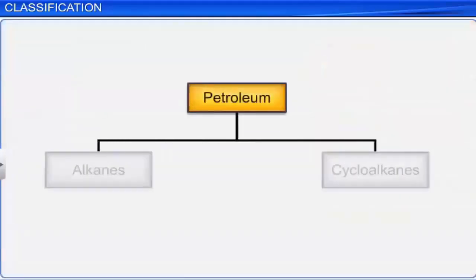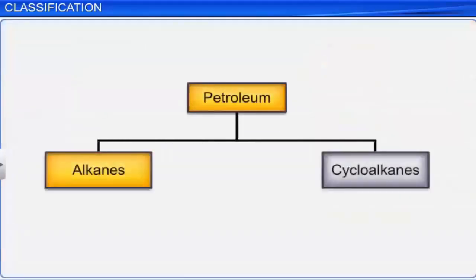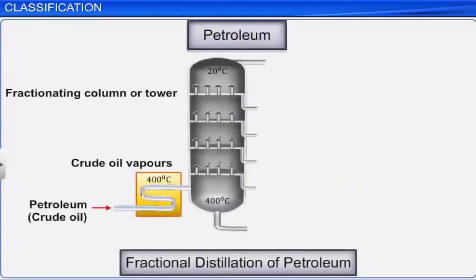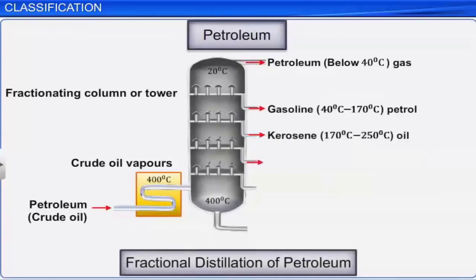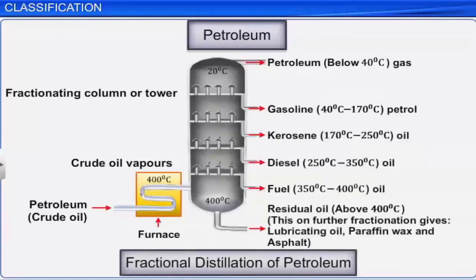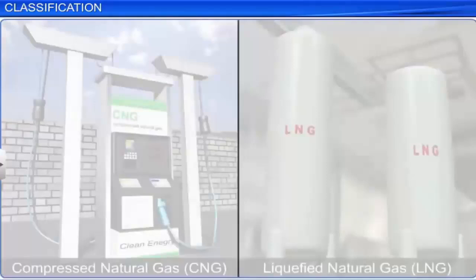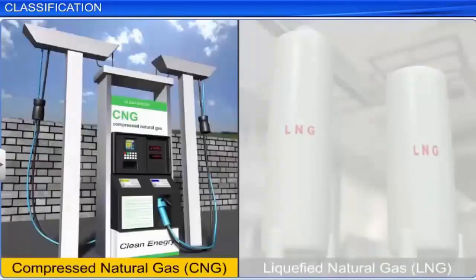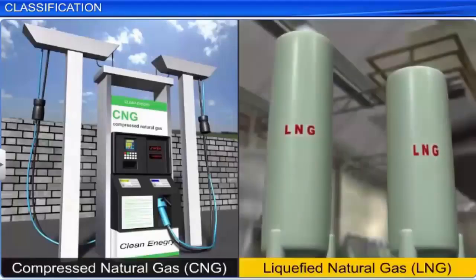Petroleum, on the other hand, is a major source of alkanes and cycloalkanes. When it is subjected to fractional distillation, the various fractions obtained are used as fuels for different purposes. For example, natural gas in the form of CNG, that is, compressed natural gas, and LNG, that is, liquefied natural gas, are used as automobile fuels.